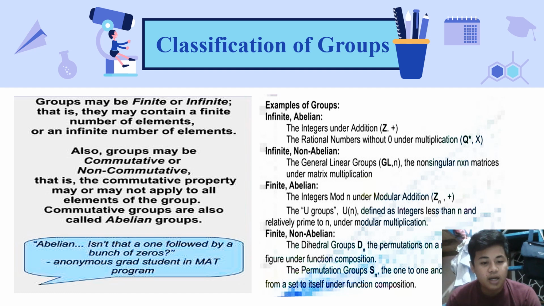Abelian isn't that one followed by a bunch of zero. Anonymous grad student in math program. Is that an example? Never mind.